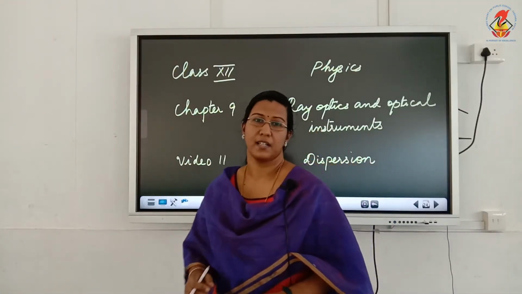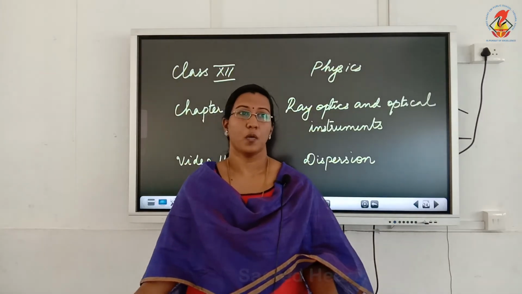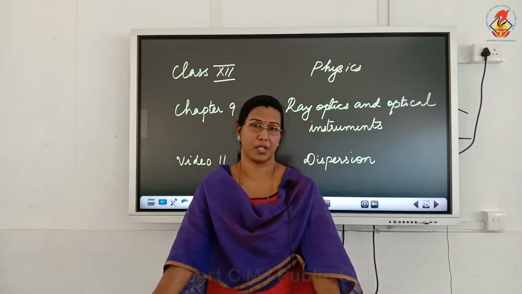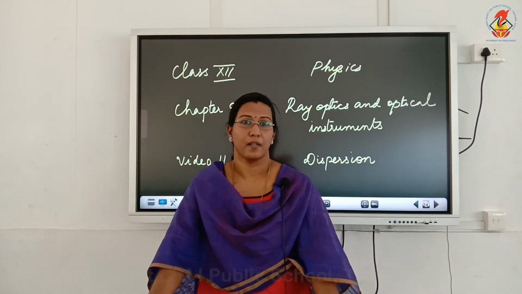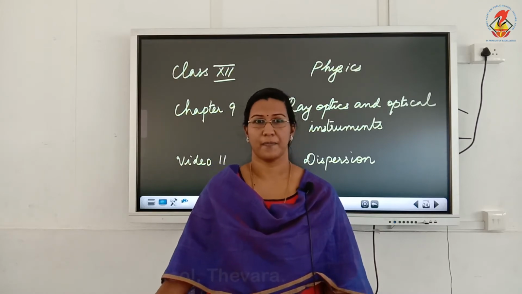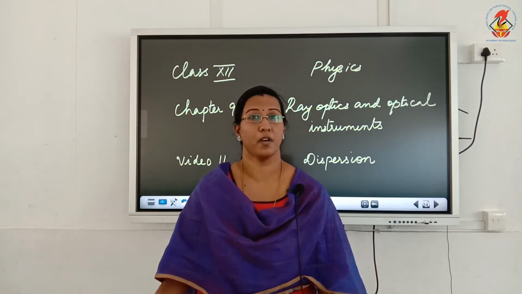Hi students, in this video we are going to discuss dispersion of light. Now the phenomenon of dispersion was discovered by Sir Isaac Newton. He said white light is composed of 7 colors, the VIBGYOR colors, and he explained it with his famous experiment of a prism.